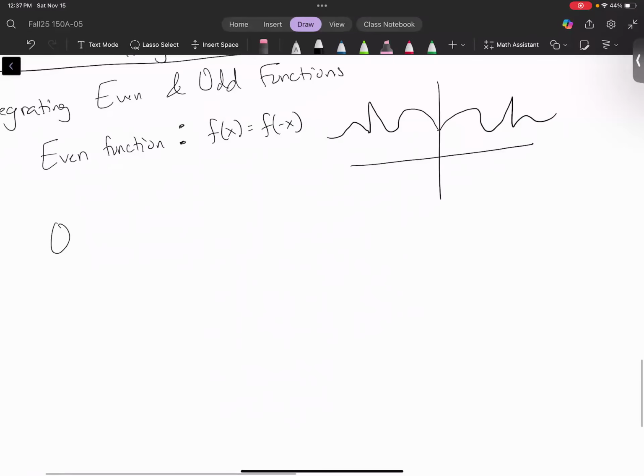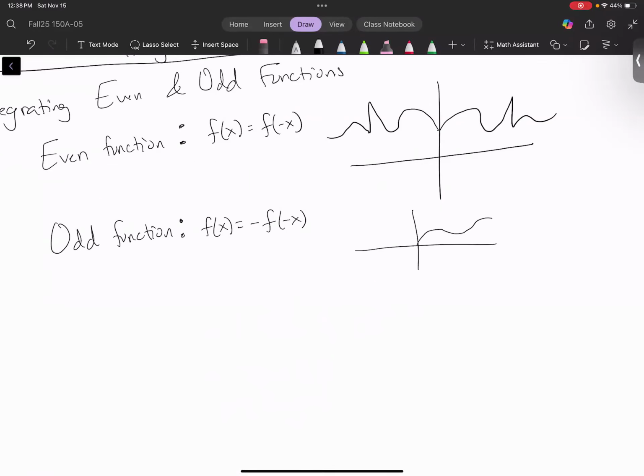Odd is a similar equation representation, but it's actually f of x equals negative f of negative x. So that's rotationally symmetric. So whatever happens over here, you rotate 180 degrees. If you imagine rotating 180 degrees, it's the same.